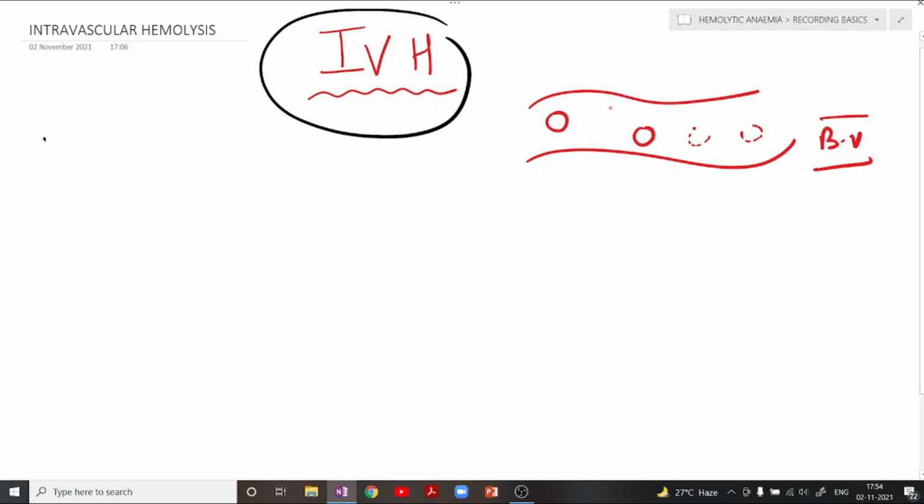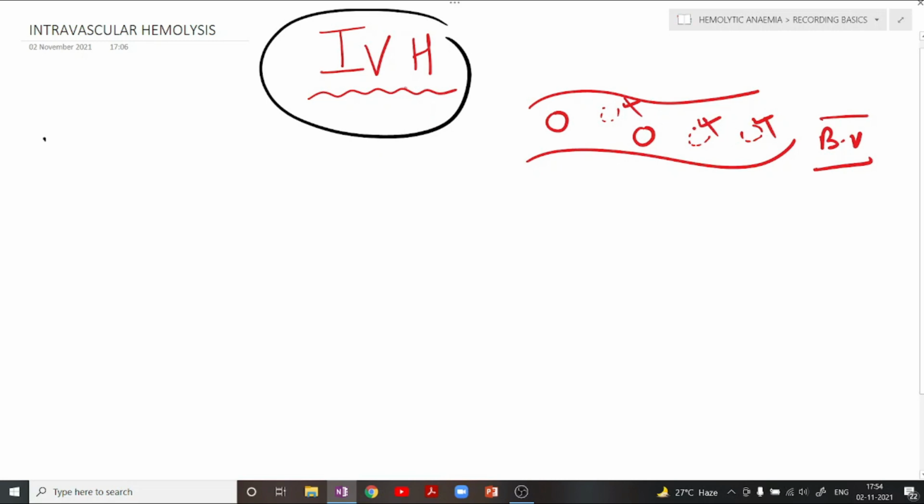Okay, so they are getting broken down inside the blood vessels, whereas in case of extravascular hemolysis, the destruction was taking place in the MPS, that is in the spleen, liver and bone marrow. But over here the destruction is taking place inside the blood vessels.